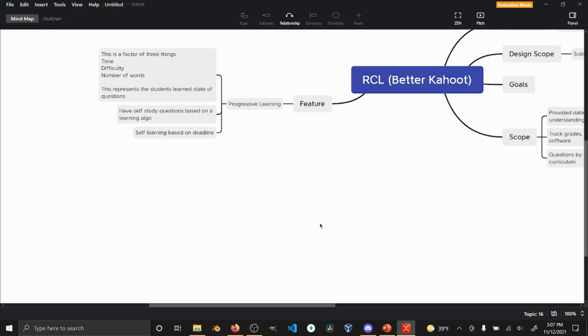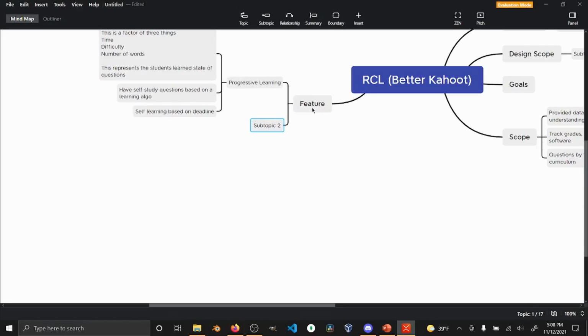What else? So we understand our use case, we understand our scope. What features do we need to accomplish those things? Features are basically elements over here. So if we cover the tracking one, we cover the revision one, those kind of features. So by revision, like self-learning based on deadline, or to have self-study questions based on a learning algorithm. Yeah, so that is revision. Because they're just revising topics based on a certain time and threshold.